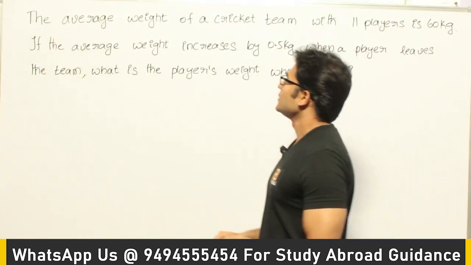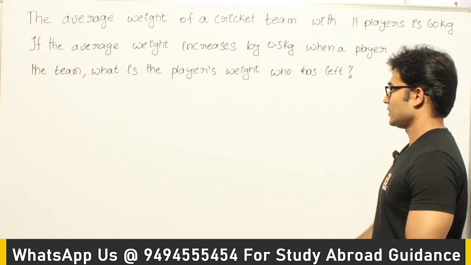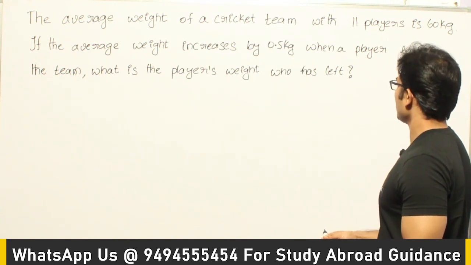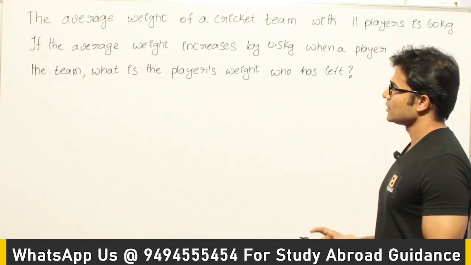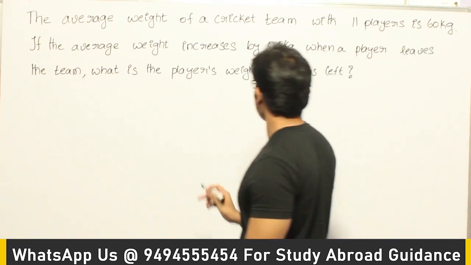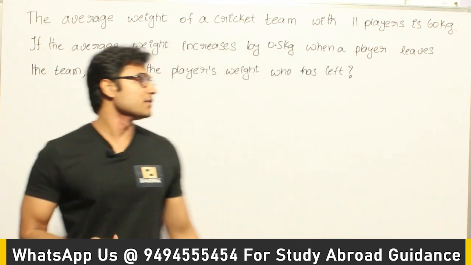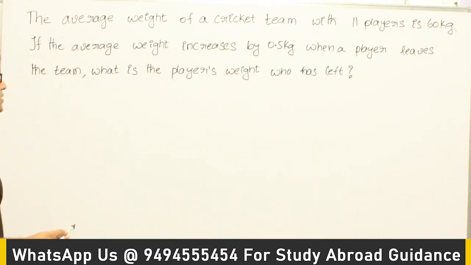Now let's see this. The average weight of a cricket team with 11 players is 60 kgs. If the average weight increases by 0.5 kg when a player leaves the team, what is the weight of the player who left? So it could be done this way. You can solve it in two ways.